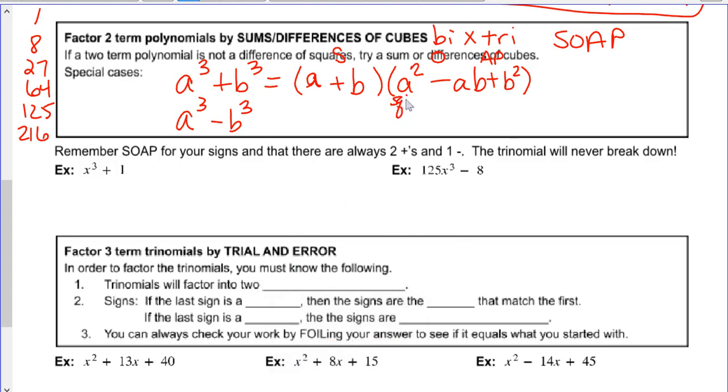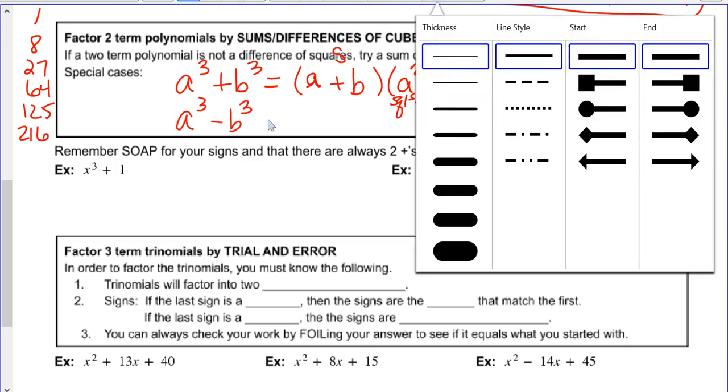Square the first, multiply the two of them together, and square the last so that you remember that pattern as well. But this is how something like this would break down. Now, what if I do the next one here, okay?